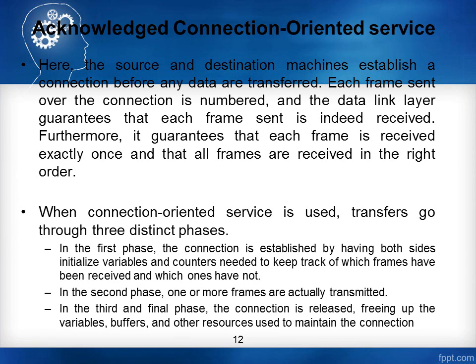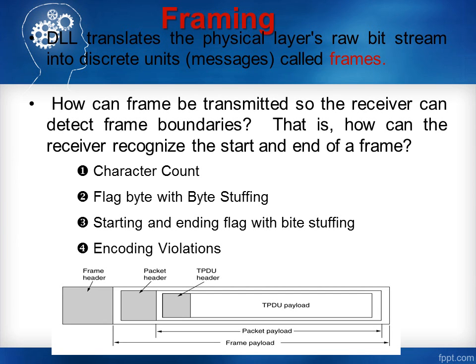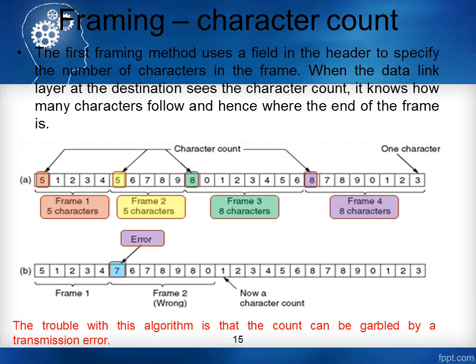Transmission of the page, third page, and finally connection page, after transmission of the data by using the router process. Framing. The data link layer translates the physical layer's raw bits into discrete units called frames. For this, we are going to see a very simple diagram of how the frame header, packet header, and TPDU header are formed. We are going to see different types of framing techniques like character count, flag bytes with byte stuffing, starting and ending flags with byte stuffing, and encoding violation. The problem is the count can be garbled by a transmission error.